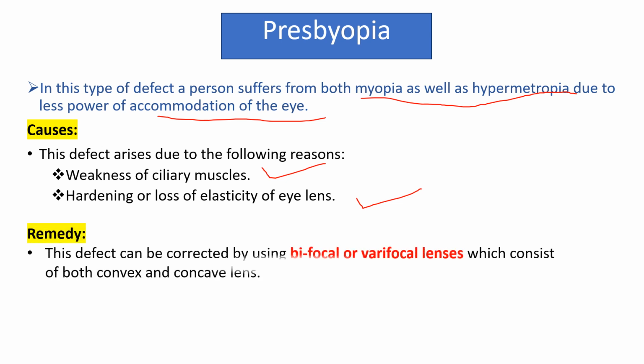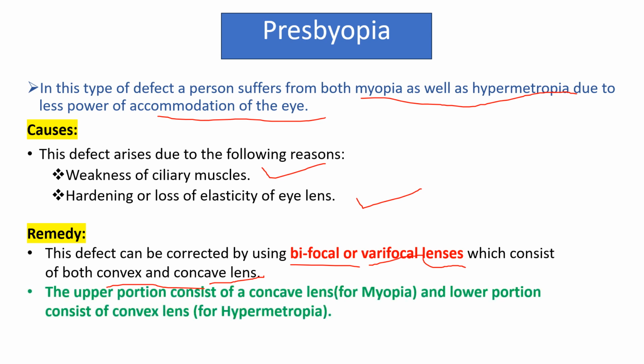Now, what remedy is there for this? This defect can be corrected by using bifocal or varifocal lenses. So basically, it consists of both convex and concave lens. Now, how is this combination made? The upper portion consists of a concave lens for myopia, and the lower portion consists of a convex lens for hypermetropia. This is how the remedy can be done for a presbyopia person.